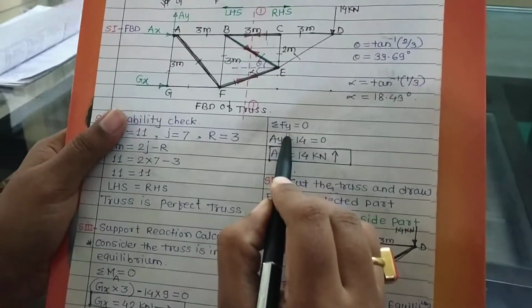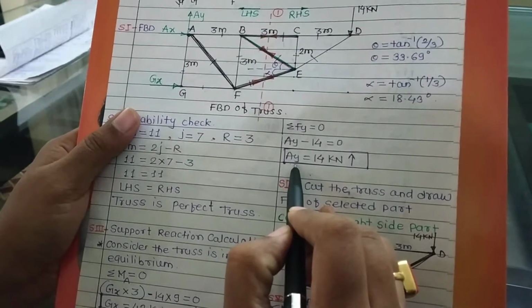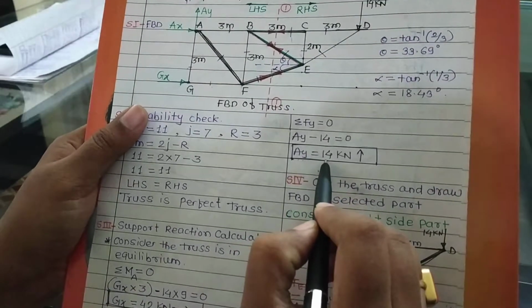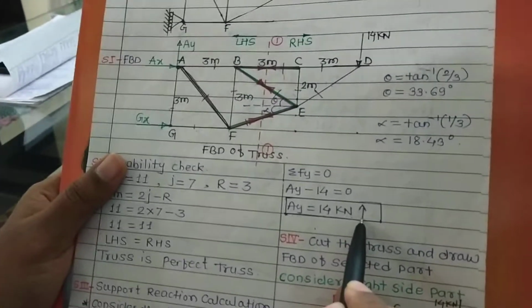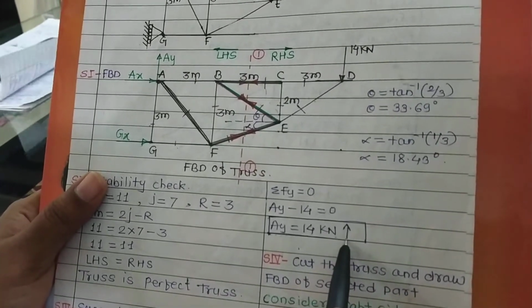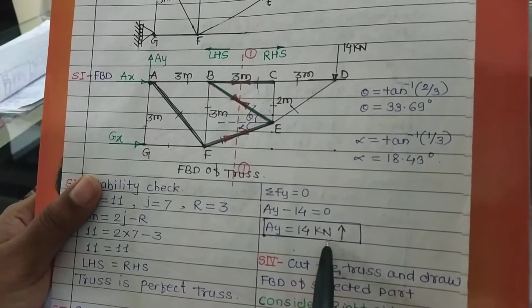If we apply summation Fy, we can find the magnitude of force Ay. Ay becomes equal to positive 14 kilonewton. It means that the answer is 14 kilonewton upward. The assumption is correct, that's why the answer is positive.